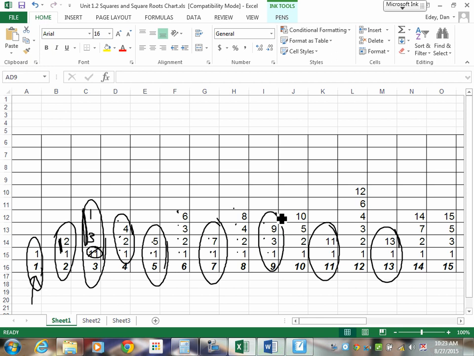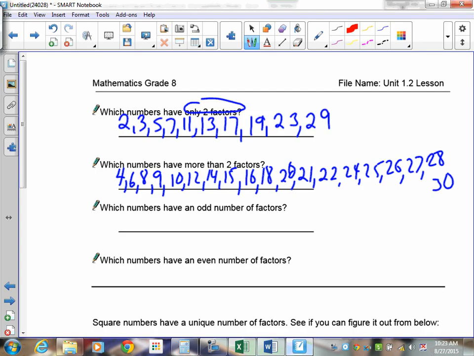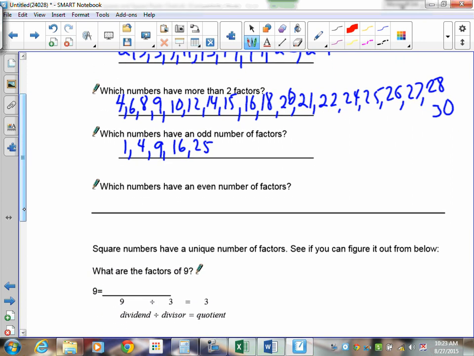If you go through the whole list, you'll notice that these are the numbers that you saw. 1, 4, 9, 16, and 25. Those numbers you should recognize from last lesson. They're referred to as the perfect squares. Which numbers have an even number? Now, I'm not going to list all of them out. There's actually 25 of them. But basically, all the rest have an even number of factors. They either have 2, 4, 6, 8, 10, or 12 factors as you look through them.